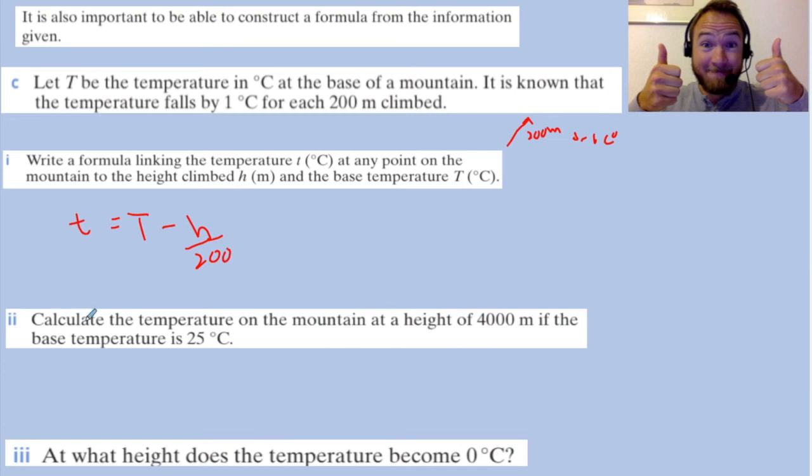Okay, now let's put that to use. Calculate the temperature on the mountain at a height of 4,000 meters if the base temperature is 25. So we're looking for our temperature. Our base temperature is 25, and our height is 4,000. And we want to divide that by 200. From here, just basic algebra. So 4,000 divided by 200 is 20. So my temperature is going to be 5 degrees Celsius.